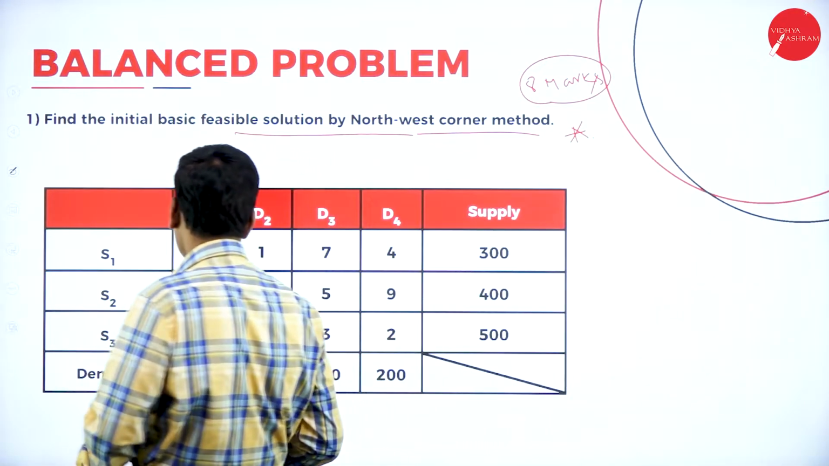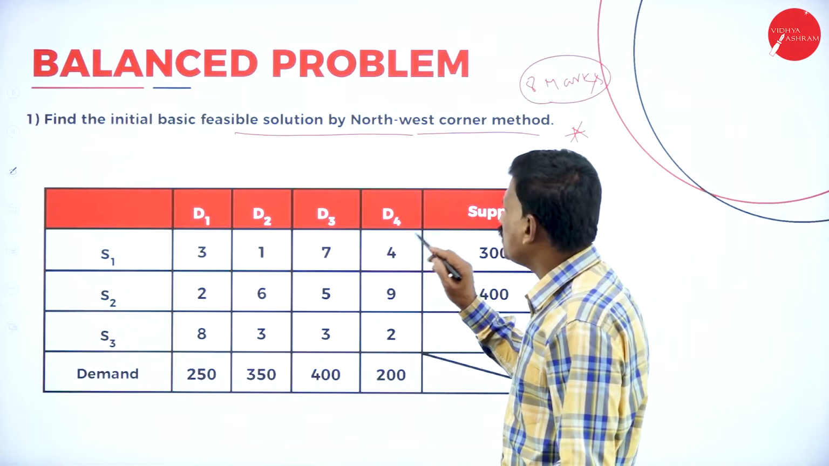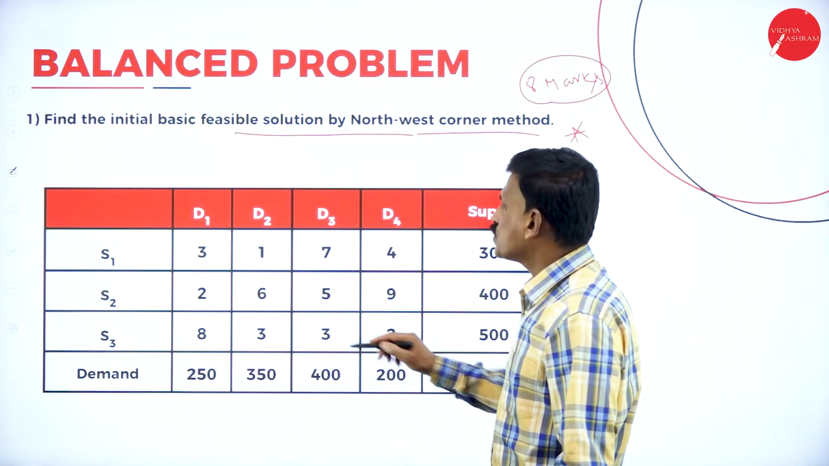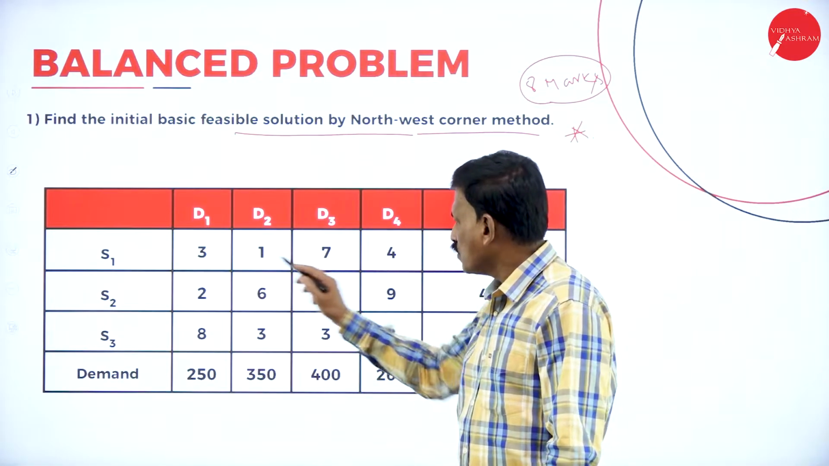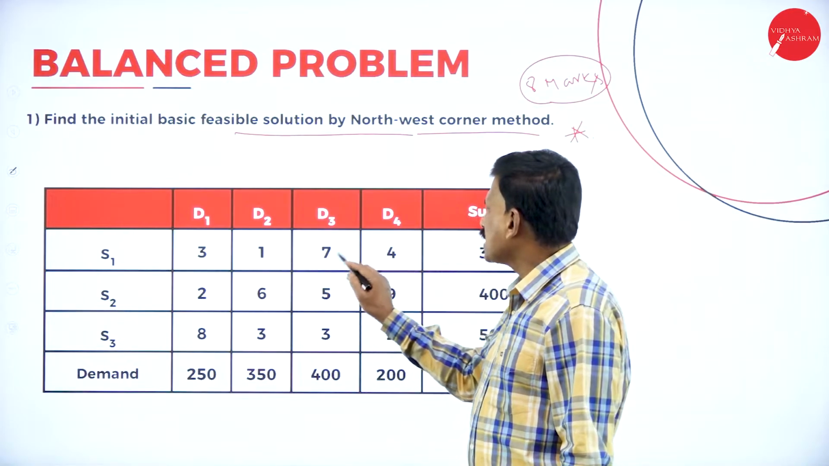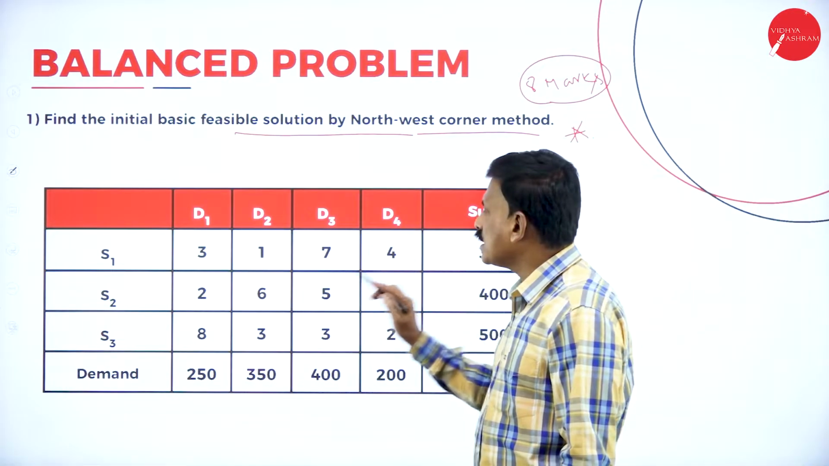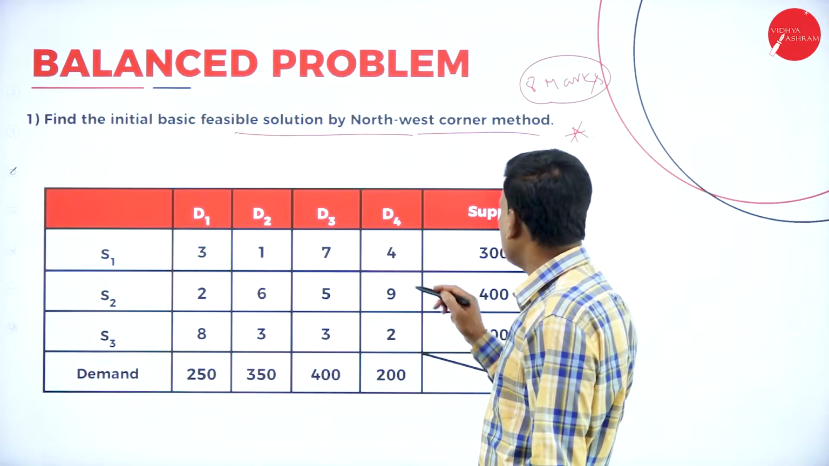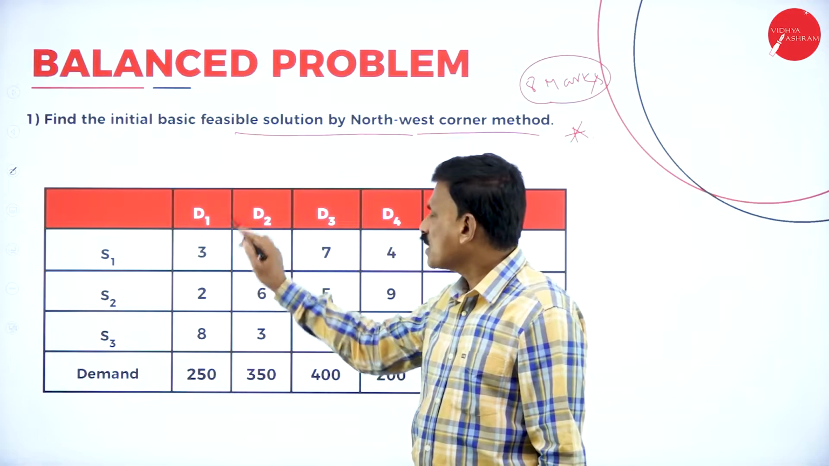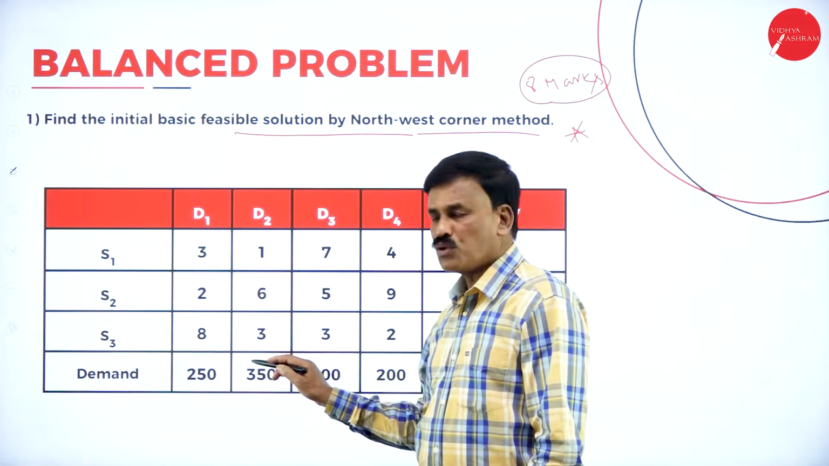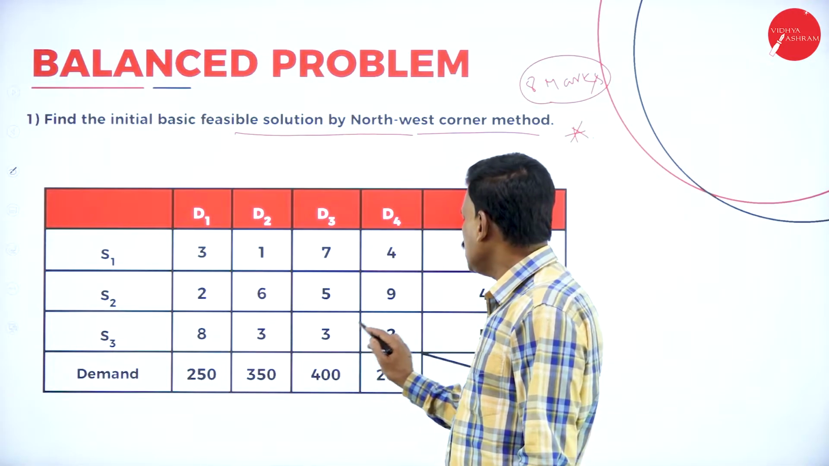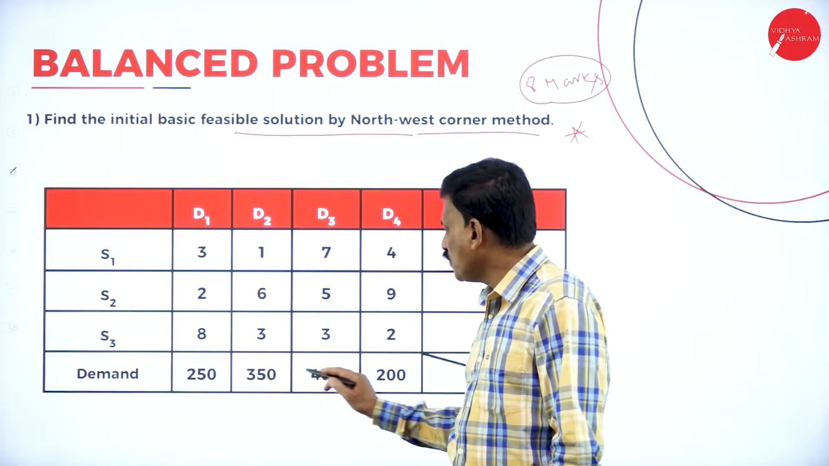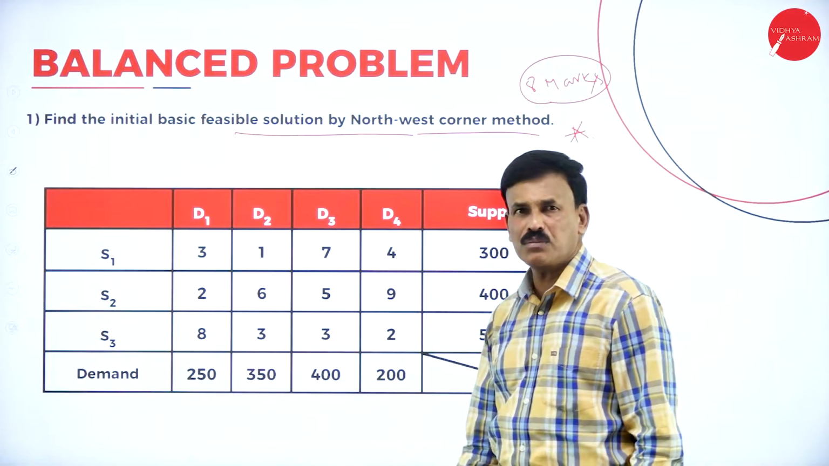Here D1, D2, D3, D4 are the demand and S1, S2, S3, S4 are the supply. In the S1 row we have 3, 1, 7, 4 and the supply is 300. In the S2 row we have 2, 6, 5, 9 and the supply is 400. In the S3 row we have 8, 3, 3, 2 and the supply is 500. The demand is 250, 350, 400 and 200. This is the problem given.